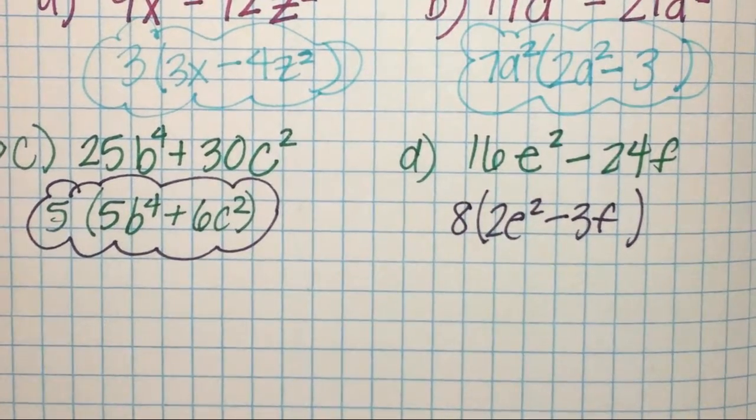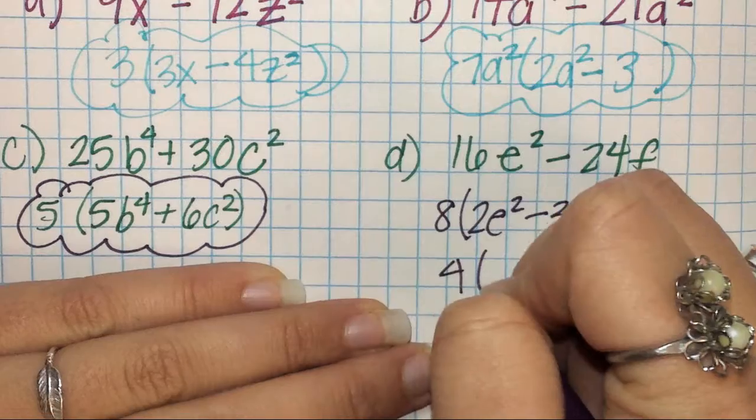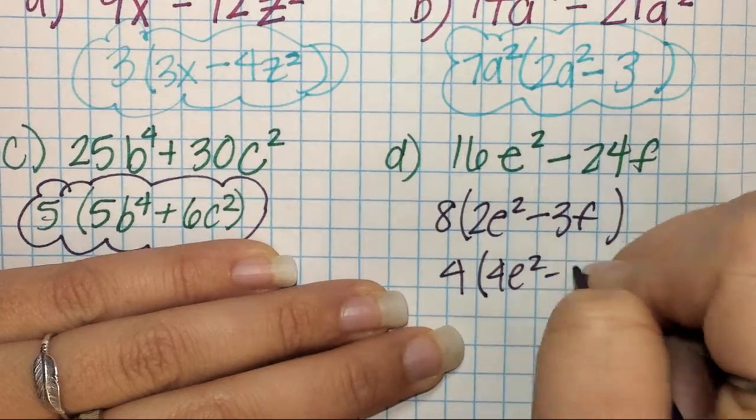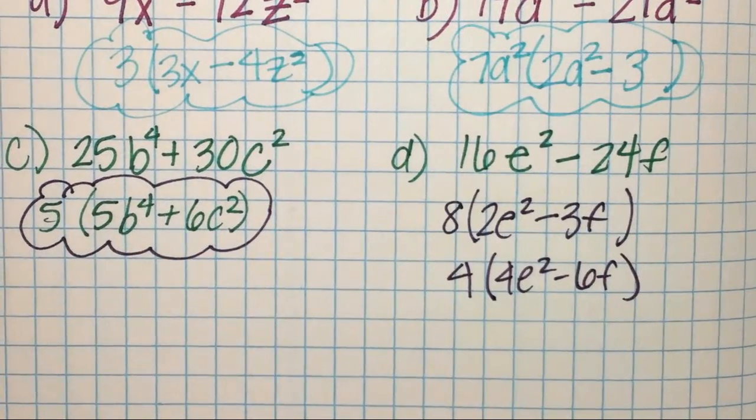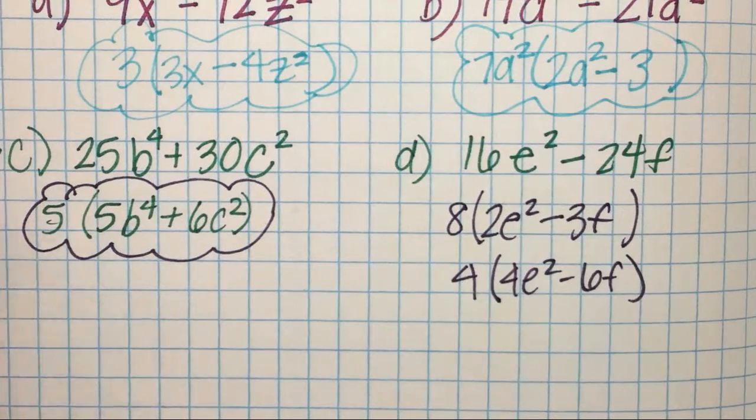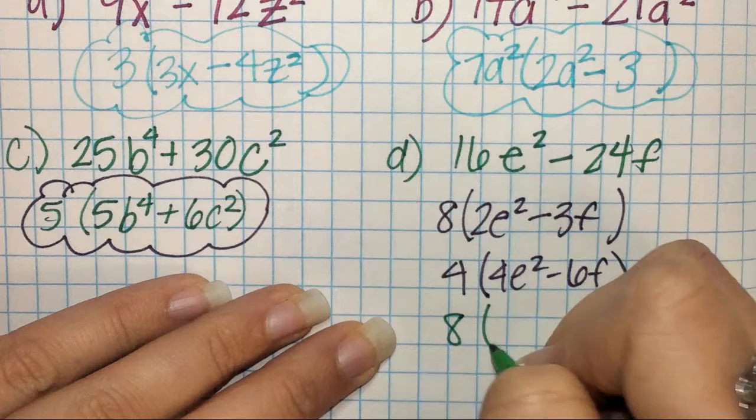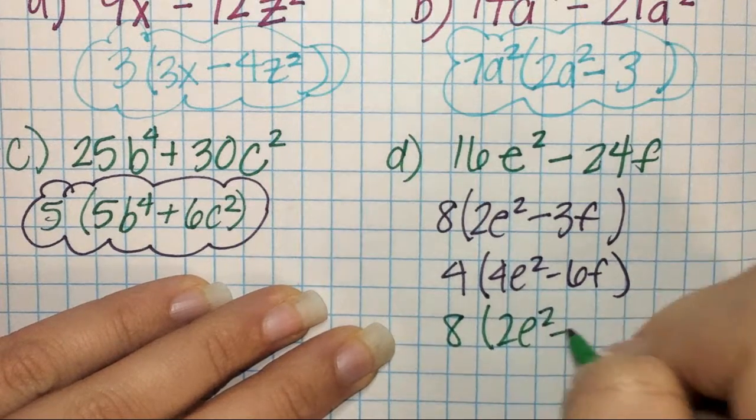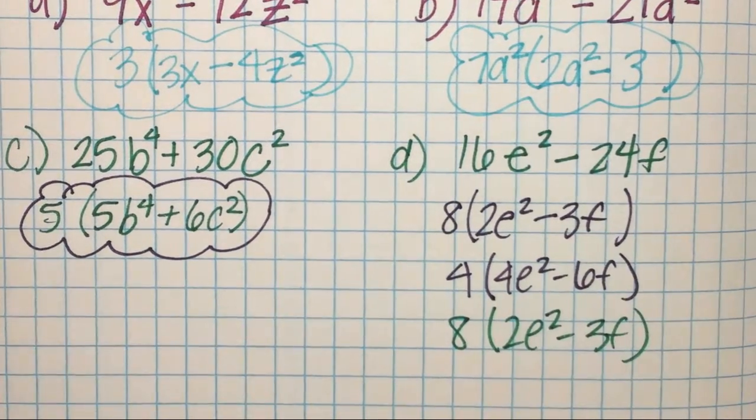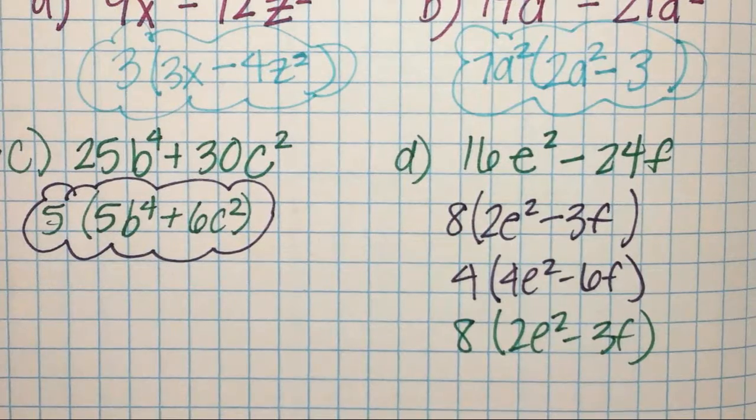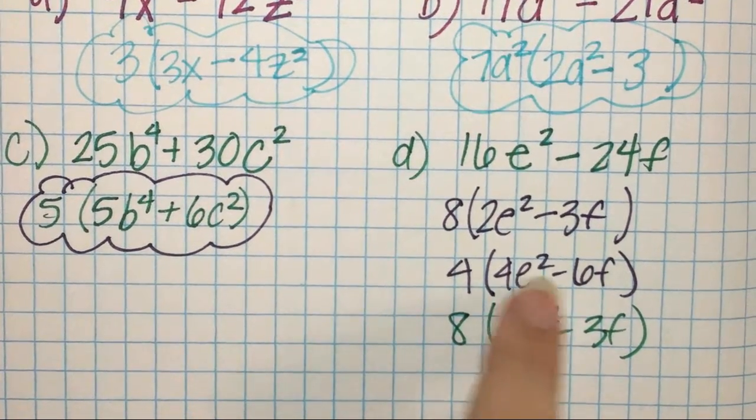Now, so if you had this and you had 4e squared minus 6f, and you looked at that and you were like, they have something in common. You can then take a 2 out of these and do 2 times 4 and get 8, and then divide everything by 2, and you still get the same thing. So if you do that, if you get stuck there, look and see if they have anything in common, okay?